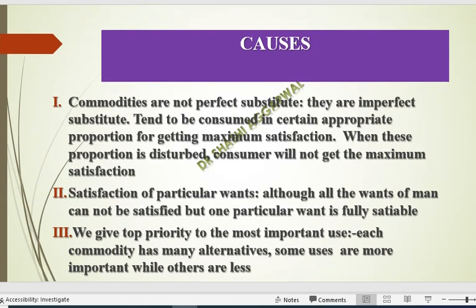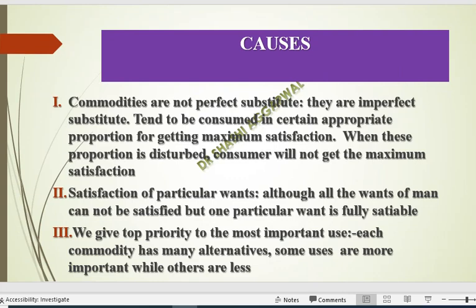Commodities are imperfect substitutes, they are not perfect substitutes, because goods have to be consumed in certain appropriate proportion for getting the maximum satisfaction. When this proportion is disturbed, definitely the consumer is not going to get the maximum satisfaction. Satisfaction of particular wants: although all the wants of a human being cannot be satisfied, one particular want can be fully satisfied. Like if you are feeling hungry, definitely you will be eating food, so that hunger could be satisfied. So a particular want can be satisfied fully.